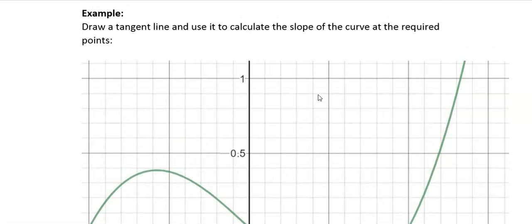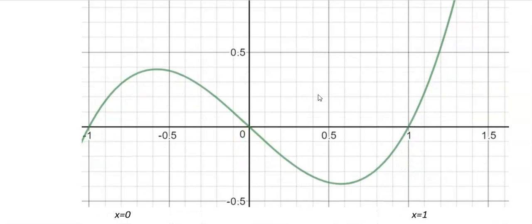Draw a tangent line and use it to calculate the slope of the curve at the required points. Well, here's the required points. One of them is at x equals 0. Where's x equals 0? Well, there's x equals 0 right there. Actually, the curve goes through the origin. So if you were to draw the tangent line, it would look something like this here. That's approximately what it would look like. Now, you could go ahead and estimate some points here and some points up there, and that would give you a fairly good approximation for the slope of that line. That's what the tangent line looks like right there, and you'd probably come up with a fairly half-decent estimate anyway.